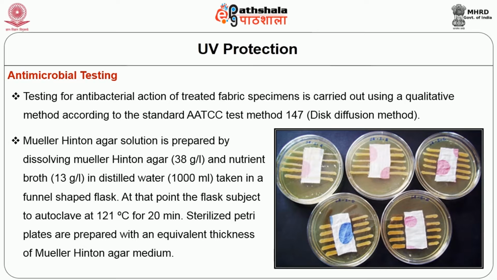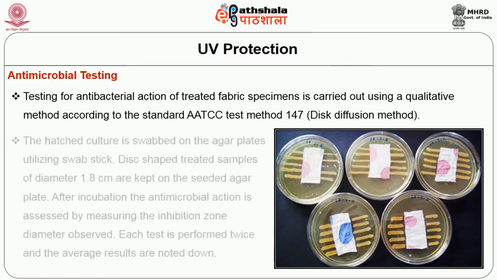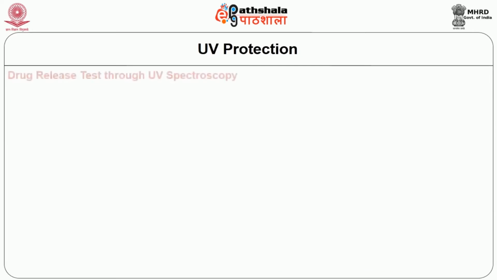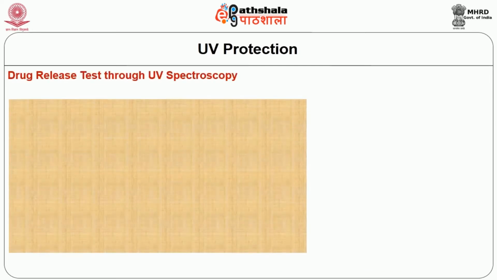Sterilized Petri plates are used with equal thickness of Mueller Hinton agar medium. The swabs, mainly cotton, are used as swab sticks. The treated woven fabrics, usually natural or synthetic, taken in disc shape of diameter 1 cm are kept on the prepared medium. After incubation, the antimicrobial action is assessed by measuring the inhibition zone diameter observed on the Petri plates. Another test method for antibacterial testing is drug release through UV spectroscopy.